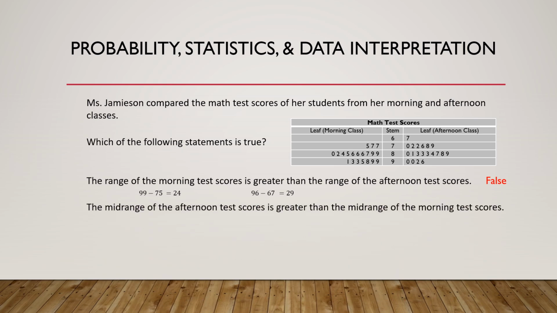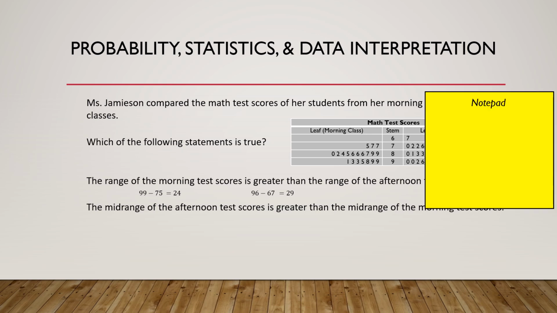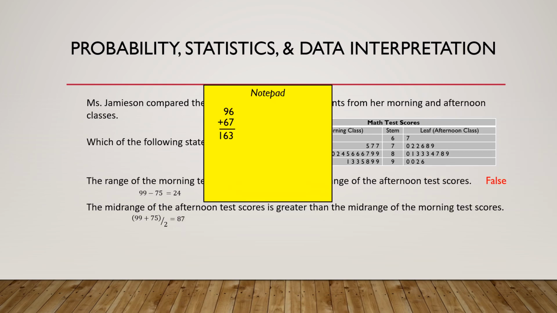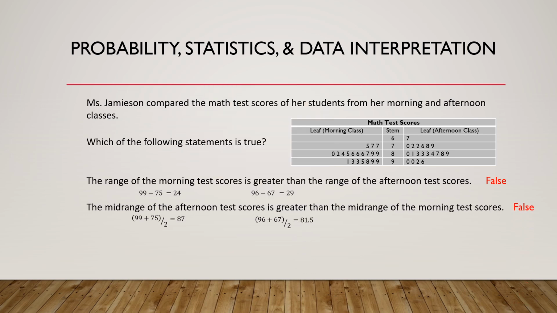The mid-range of the afternoon test scores is greater than the mid-range of the morning test scores. The mid-range of a set of data is calculated by adding the lowest and highest data points and dividing by 2. For the morning class, this gives us 99 plus 75, which is equal to 174. 174 divided by 2 is 87. For the afternoon class, 96 plus 67 is 163. Then we take 163 and divide by 2 to get 81.5. This means the morning class has the higher mid-range, making this statement false.